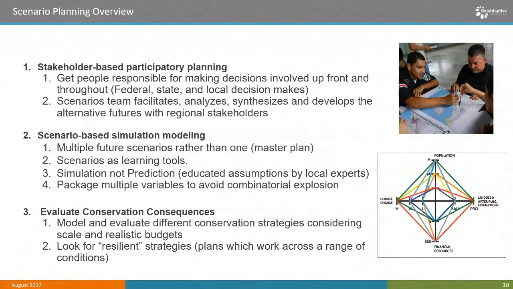Finally, looking at conservation consequences. So how do the outcomes of these scenarios in terms of the level of development, the level of funding, affect where conservation should be targeted or what the priorities should be for decision makers? And trying to find resilient strategies that will work across a range of different scenarios so that should things not go the way that we expect them to, we have a backup plan or we have contingencies in place that will basically cover that alternative.